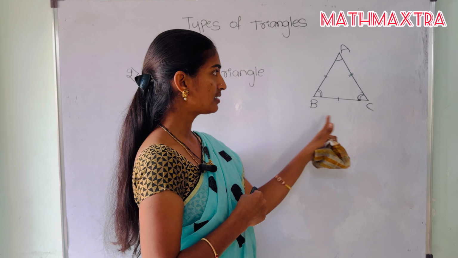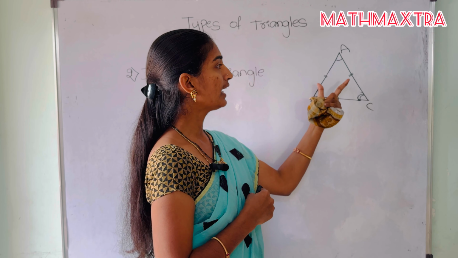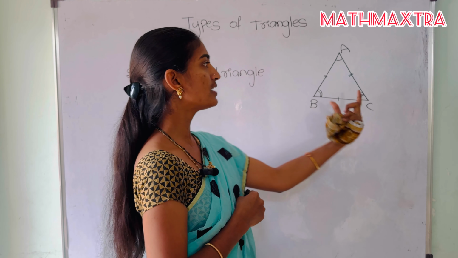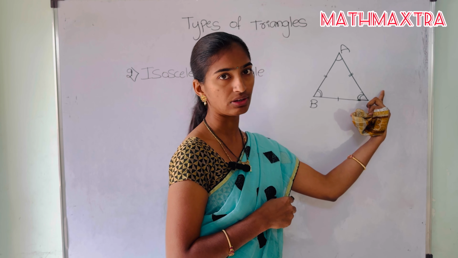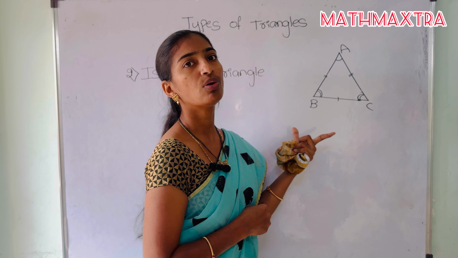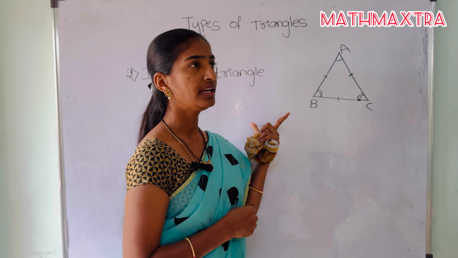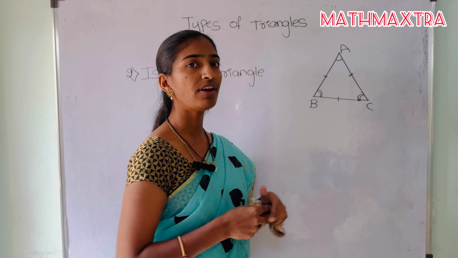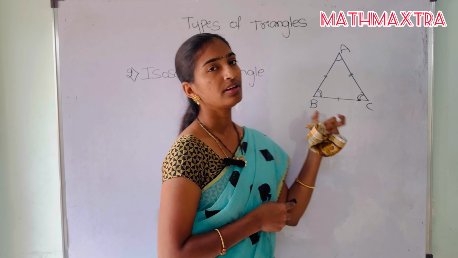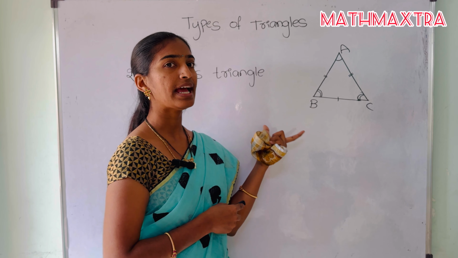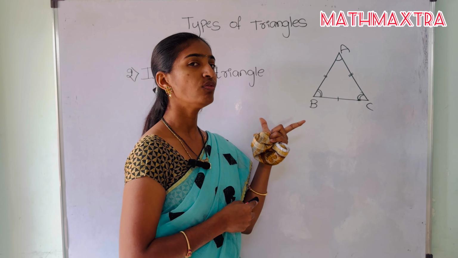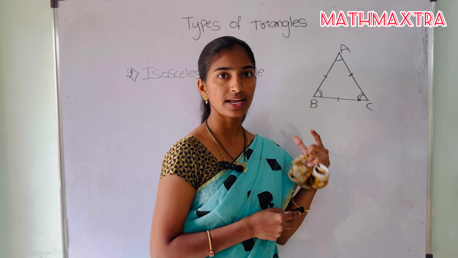See, you take this triangle, in this you take any two sides equal, whether these two sides are equal or these two sides are equal or these two sides are equal. If you consider any two sides equal, then we call it an isosceles triangle. In another way, we can define an isosceles triangle as: if a triangle has at least two sides equal, then we call it an isosceles triangle.